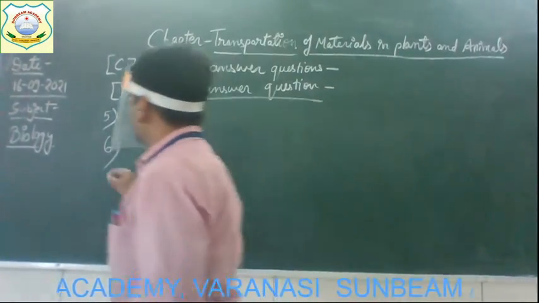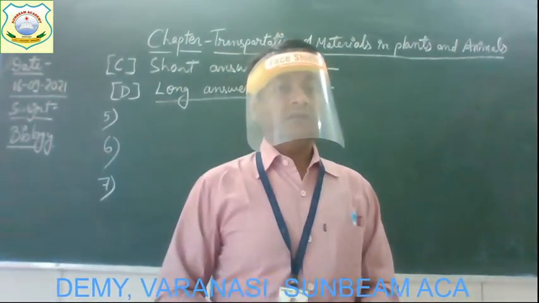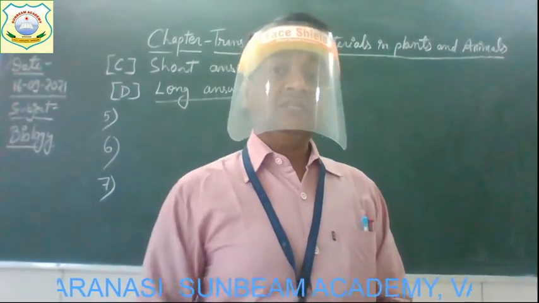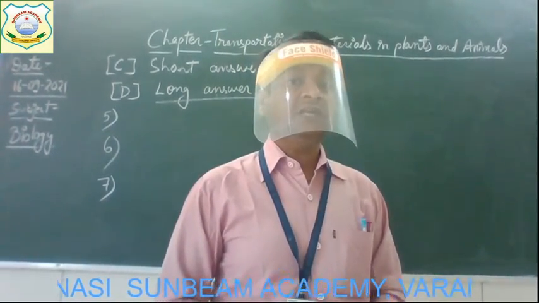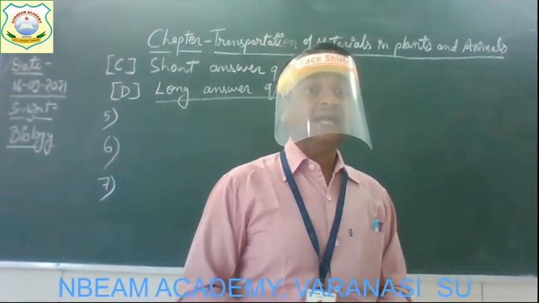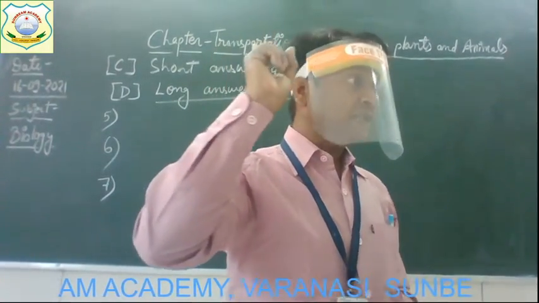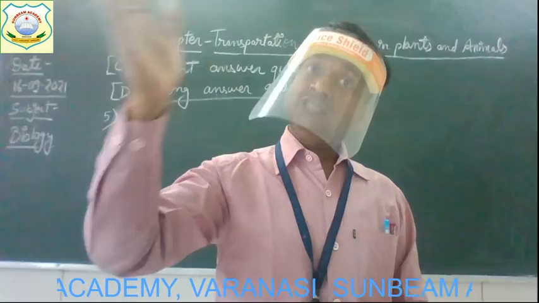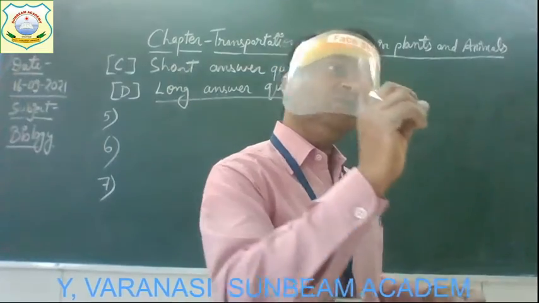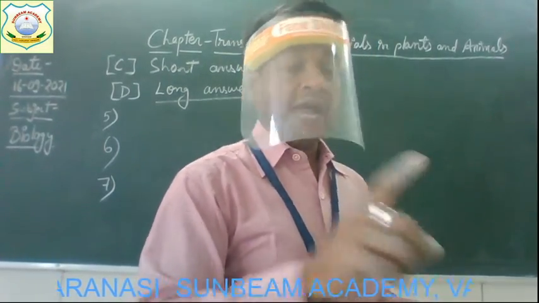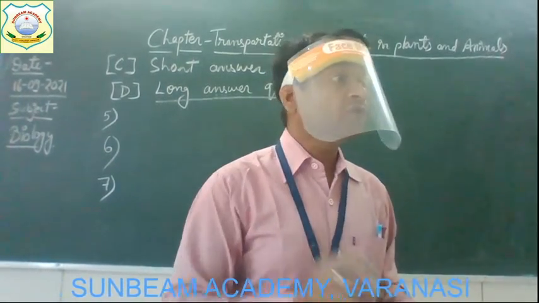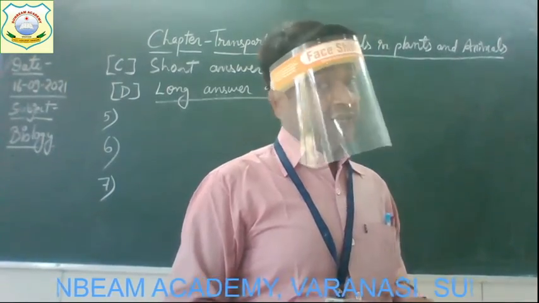Now come to the next question, number 7. And the question is, with the help of a labelled diagram, trace and explain the path of blood circulation in the human body. Children, in this question, you have to draw the diagram of the circulatory system, which I have already given in the homework. As you have already drawn the diagram, there is no need to draw it again. You only have to explain the path of blood circulation in the human body.